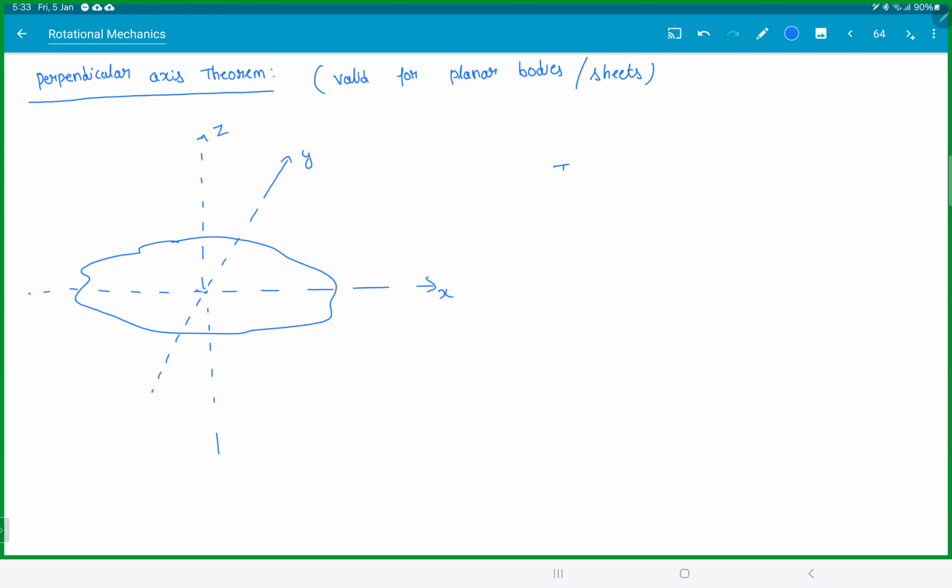The theorem states that the moment of inertia about an axis perpendicular to the plane is equal to the sum of the moments of inertia about two mutually perpendicular axes in the plane. So remember it this way: Iz is about an axis perpendicular to the plane. You can choose anything as XYZ. So this is an axis perpendicular to the plane, whereas X and Y are axes in the plane which are perpendicular to each other.